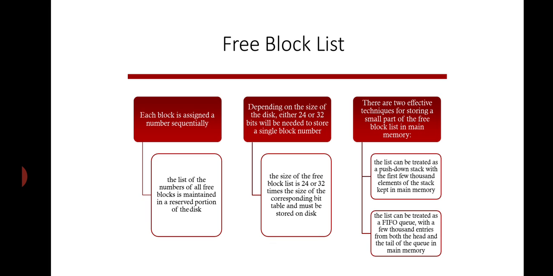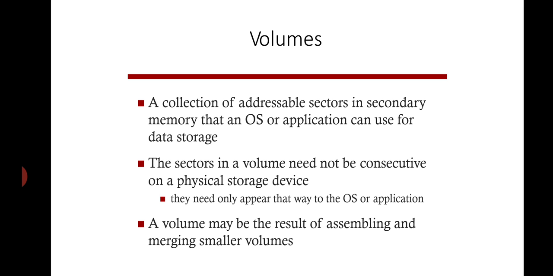There are two effective techniques for storing a smaller part of the free block list in main memory. Then the volume is a collection of addressable sectors in secondary memory that an OS or application can use. That is the data storage. The sectors of a volume need not be consecutive or physically on the same storage device. They need only appear that way to the OS or application. A volume may be the result of assembly or merging of smaller volumes. See, these are your file management systems.